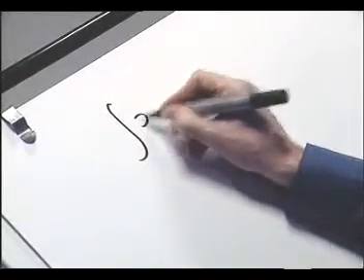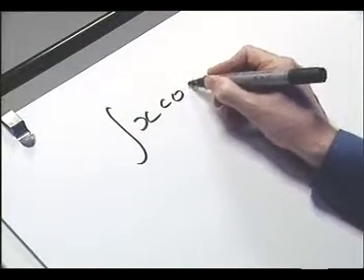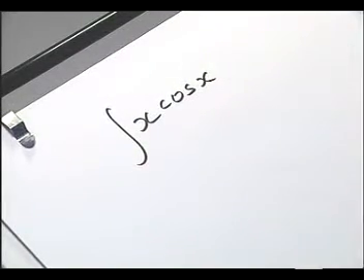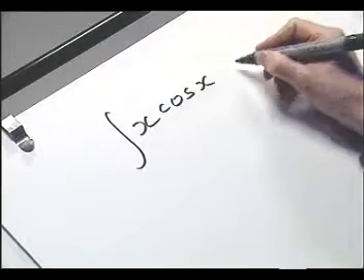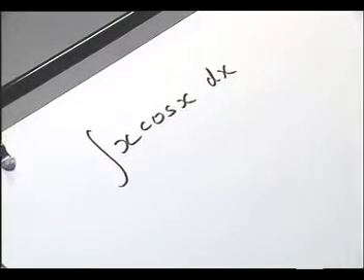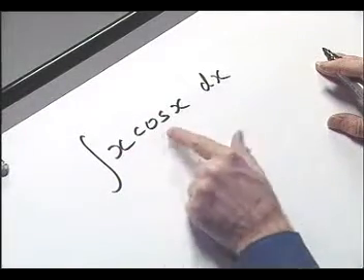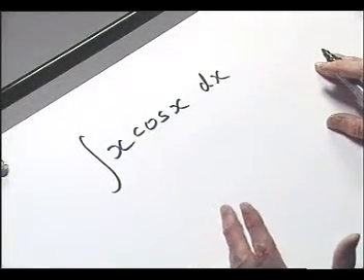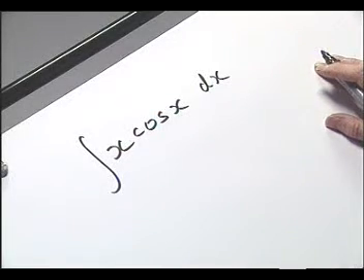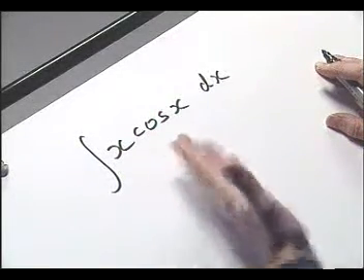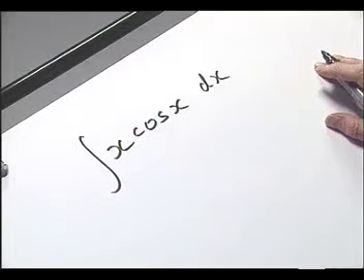When we have a product of two functions and we need to integrate them, then the question is, how do we do it? It's very tricky. x times cos x. There's no obvious substitution. There's no standard form that looks like that.